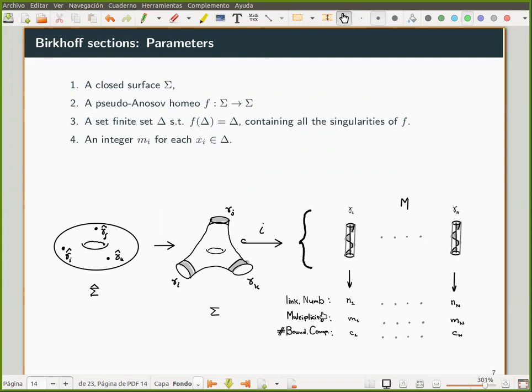Associated with a Birkhoff section, there's a set of parameters. We can think that we have the surface sigma hat here on the left. We take a finite set of points in this surface, then we blow up the surface along these points, creating in this way a surface sigma with some boundary components. And then we embed this surface in the three manifold M.